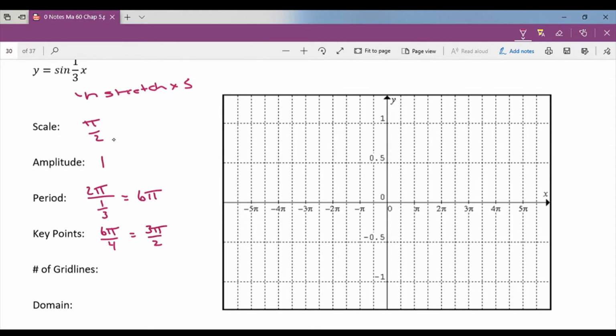How many grid lines is that? Well, if every grid line is worth pi by 2, and I want to go 3 pi by 2s, it's going to be 3 grid lines for a key point. So if I was to graph this, it's a sine graph.